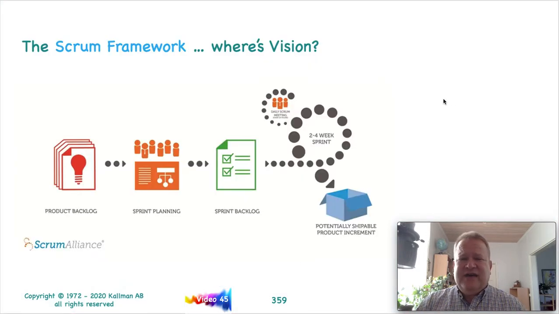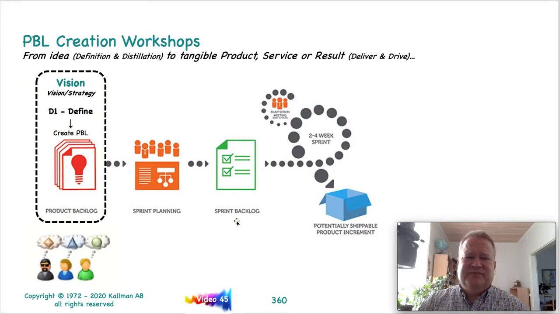So if you haven't seen this by now, that tells me you didn't watch the other video. But in the Scrum framework, where's vision? Nowhere to be found. Apparently, this potentially shippable product increment, and I would say product, service, or result, just sort of appeared out of thin air, and there's no vision behind it whatsoever, if I wanted to be really tough on my Scrum and Agile friends. And so I always put vision into Scrum.